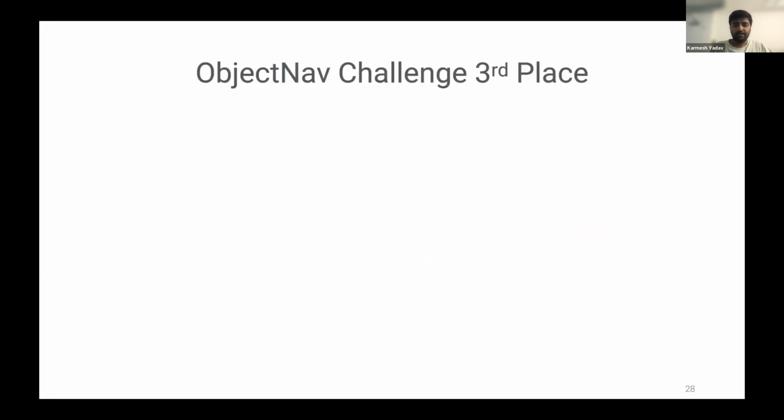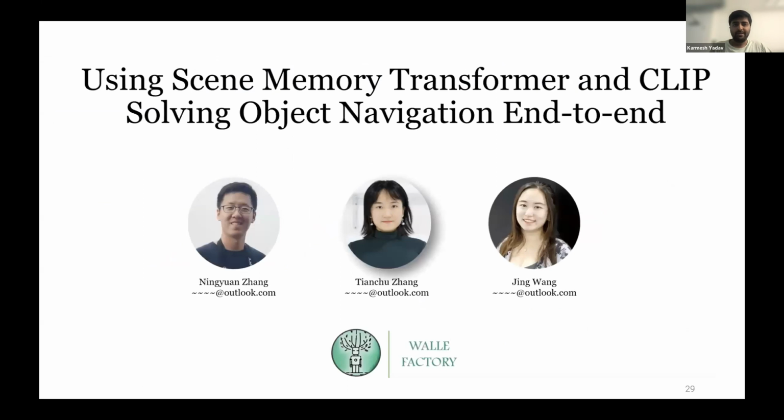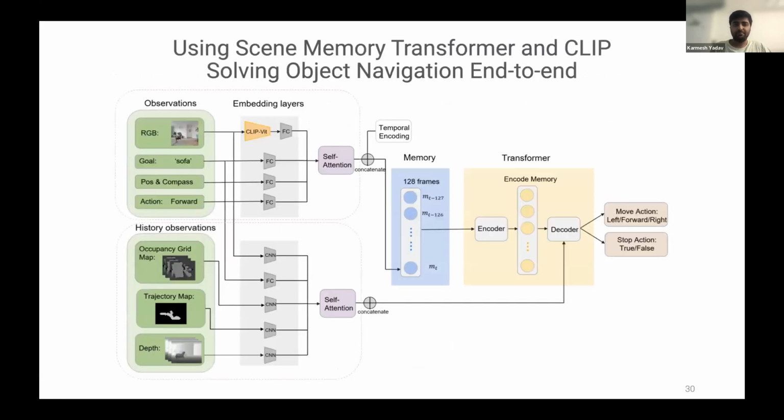Now, moving on to the third place. The third place goes to Team Wally with an SPL of 0.3. Their work is titled Using Scene Memory Transformer and CLIP, Solving Object Navigation End-to-End. This work is from the company Wally Factory. Basically, in their work, they use an architecture that takes in observations and a history of observations, and using self-attention, they combine these observations together and then use a scene memory transformer to combine observations from different time steps. We'll share more from them during the video presentation.